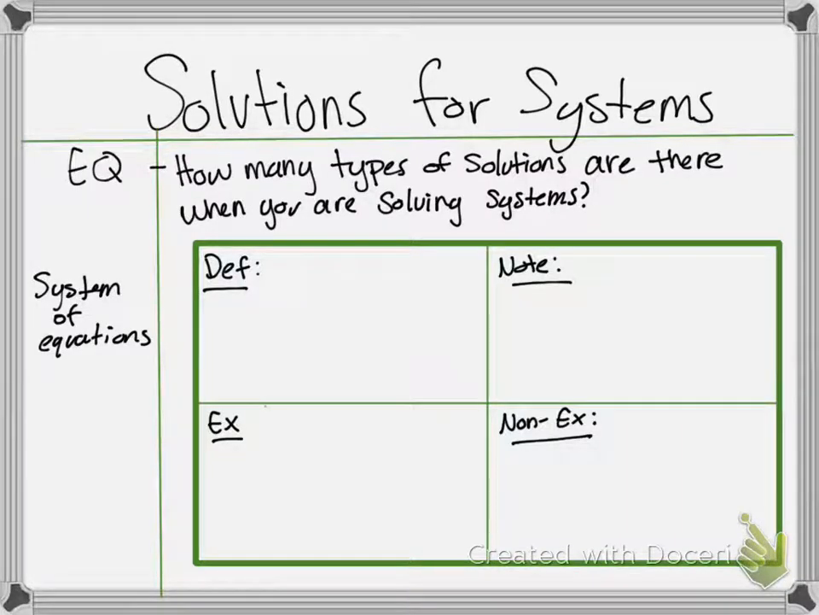So first let's start with the definition on this box right here, and we're going to put that it is two or more linear equations. So a linear equation is just a line. So two lines with the same variable.